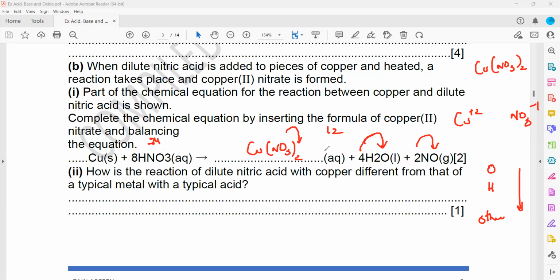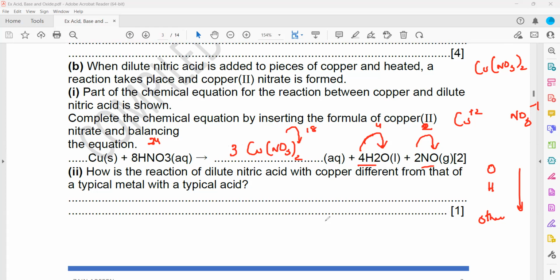So we want to make it 24. Because this 4 plus 2, already 6 are there, we have to make this part 18. So 3 multiplied by 2 is 6, and if it is multiplied by 3, it will become 18. So the oxygen on the right hand side is 18 plus 4, which is 22, and plus 2, 24.